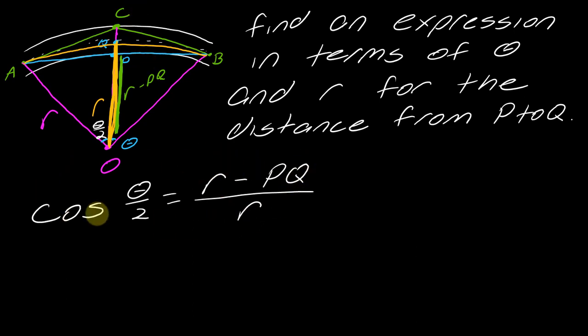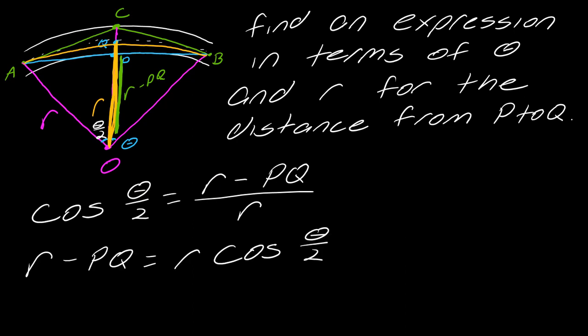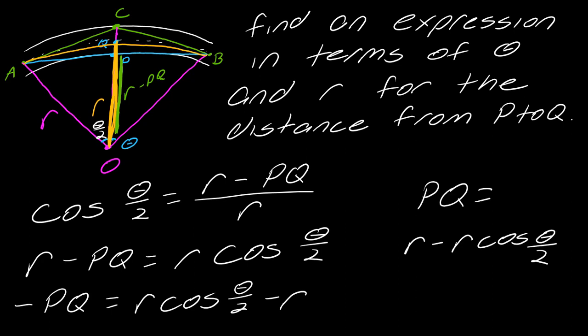Okay, so now I've really got everything that I need, because I wanted to write an expression in terms of PQ. Now I can really do this, because I have everything in terms of cosine functions and theta and R. So I can just solve for PQ. I'm going to multiply both sides by R, so I get this, and then I have that negative PQ equals R cosine theta minus R. And then I can divide everything by -1 and just flip the order. So PQ is going to be R minus R cosine theta over 2.